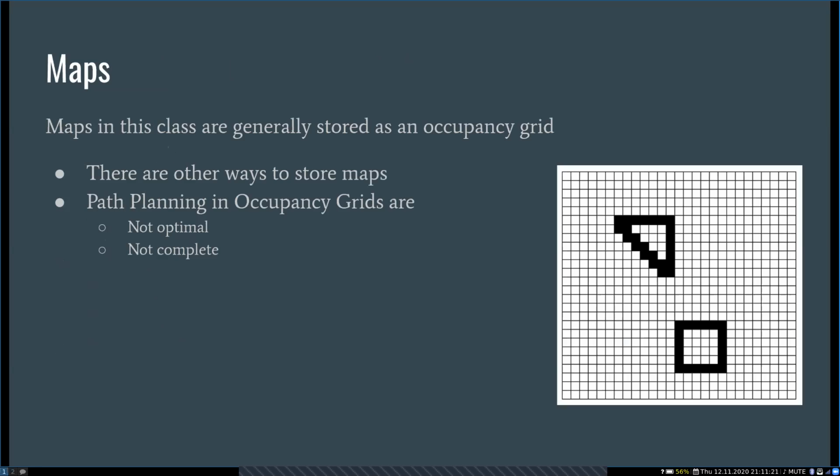Maps in this class are generally stored in an occupancy grid. Keep in mind there are other ways to store maps that are generally better to have the map in, but are harder to compute, which is why we use occupancy grids.